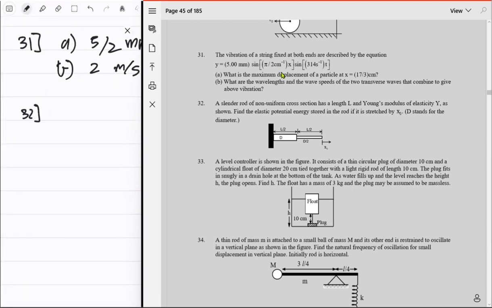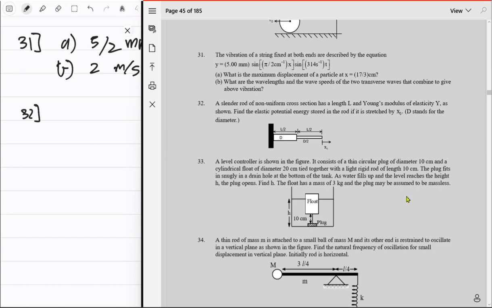32. A slender rod of non-uniform cross-section, length L, Young's modulus Y. Find the elastic potential energy stored in the rod if it's stretched by x naught. D stands for the diameter. Oh, diameter, you don't mean the radius. ठीक है, इसका डायमीटर d है, it is stretched by x naught. अपने को ढूंढनी है potential energy.